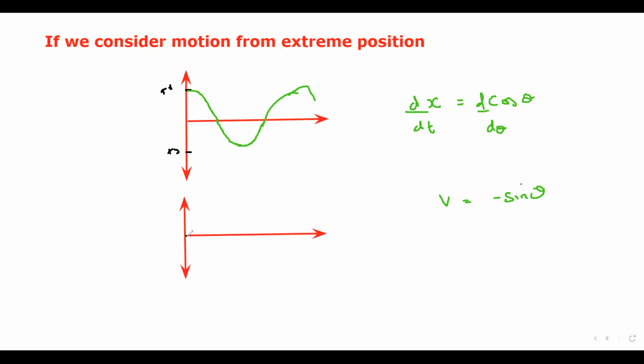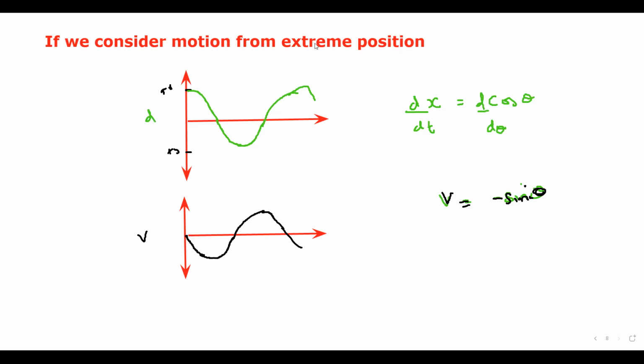It will start with a 0, but it will first reach a negative value, then return back to 0, then a maximum value. So this will be the velocity time graph for an object which is performing a simple harmonic motion. And this is the velocity time graph. The first one was a displacement time graph.